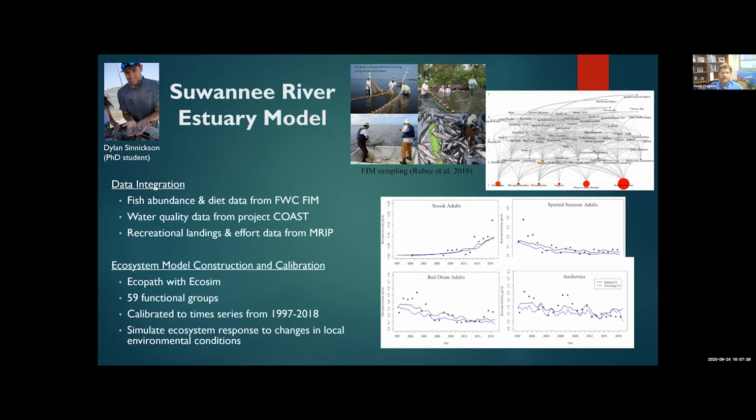His model has 59 functional groups, and it's calibrated to the FIM time series of abundance from 1997 to 2018. We've primarily been using the model to look at ecosystem responses to changes in freshwater flow.